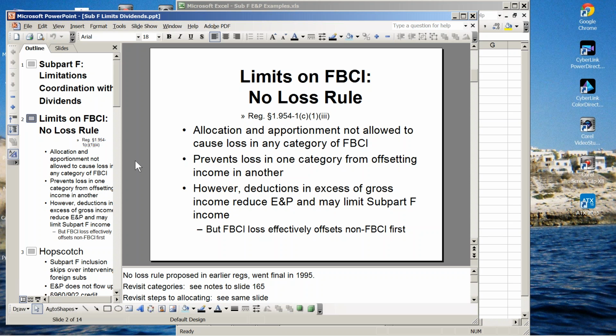I want to first take a couple of detours. First, I want to talk about what are dividends, and then what is E&P. Dividends are distributions of earnings and profits. The distributed earnings and profits moves from the company paying the dividend to the company receiving the dividend. The recipient includes the amount of the dividend in his, her, or its income.